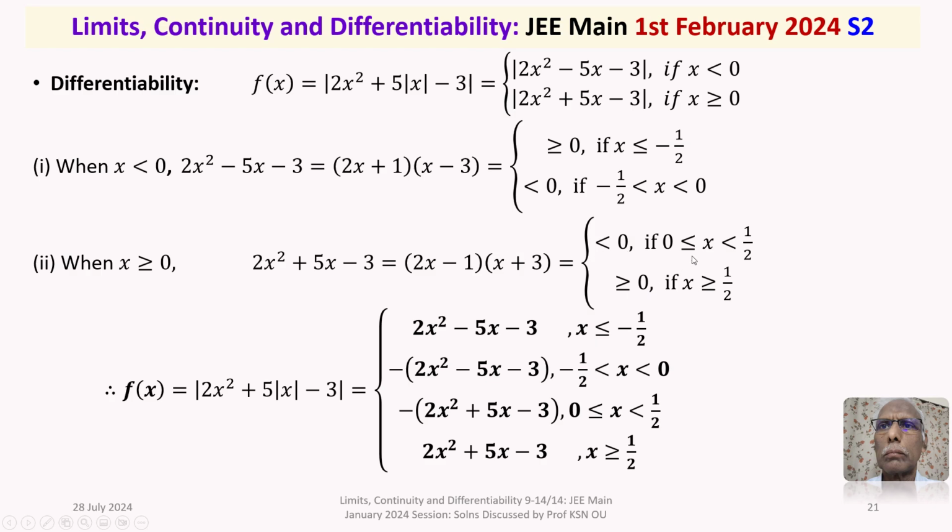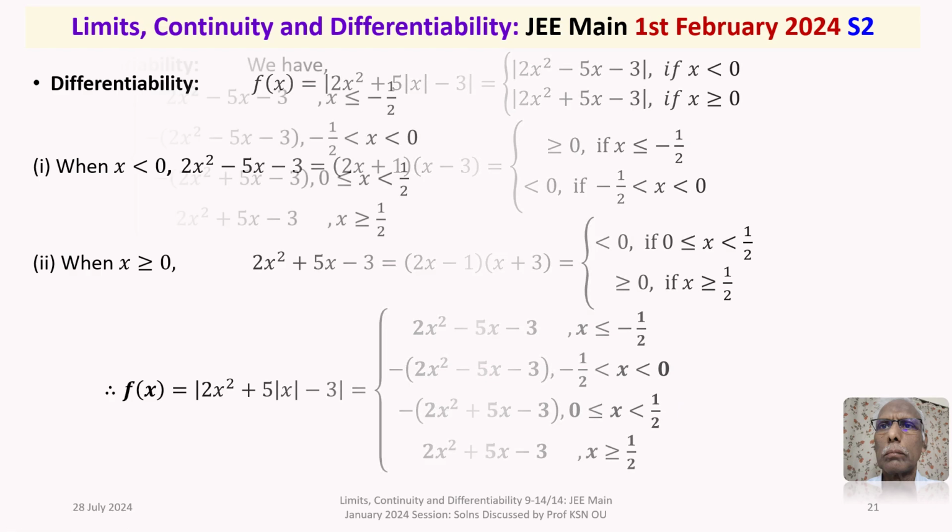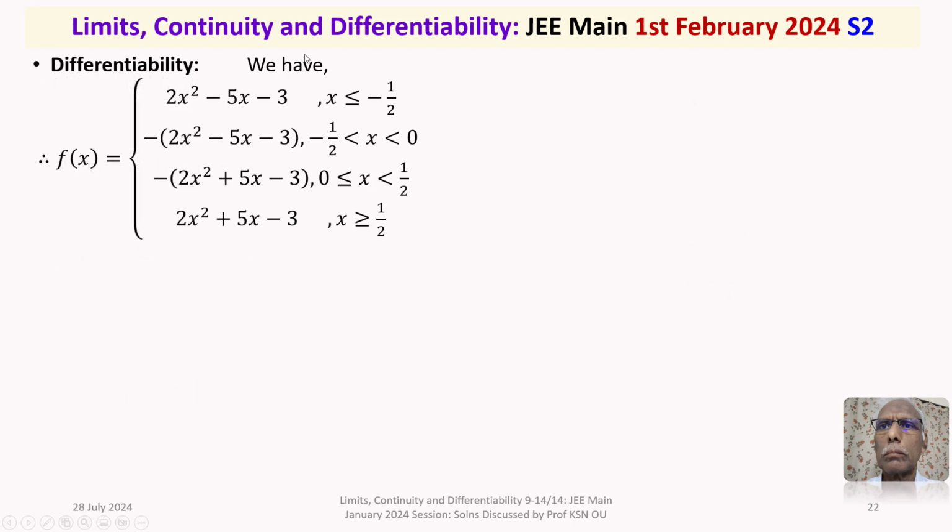Right. So, when 0 is less than or equal to x less than half, it is negative. In the second case, when it is negative, minus of 2x square plus 5x minus 3. And when x is greater than or equal to half, it is greater than or equal to 0. Therefore, mod of that is just the function 2x square plus 5x minus 3. Thus, we got the whole of the function f of x. Even if you know this much, drawing a diagram will be difficult. So let's now have the function.